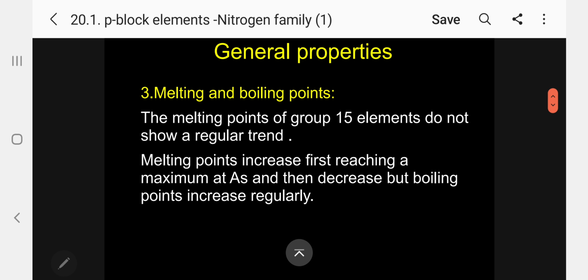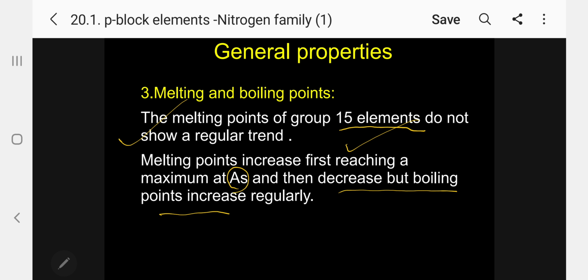The third one, melting and boiling points. The melting points of group 15 elements, that is the nitrogen family, do not show a regular trend. There are variations. Melting point increases first, reaching a maximum at arsenic, and then decreases, but boiling point increases regularly. So the increase is not proper in the case of melting point, but in the case of boiling point it increases regularly.